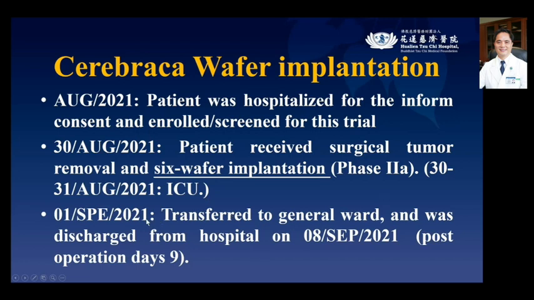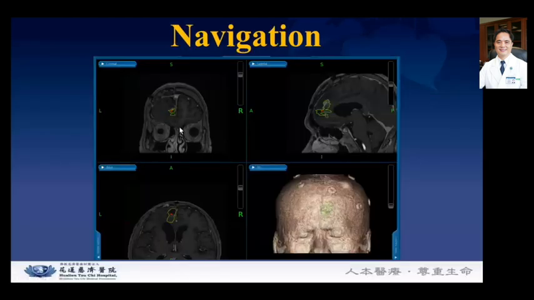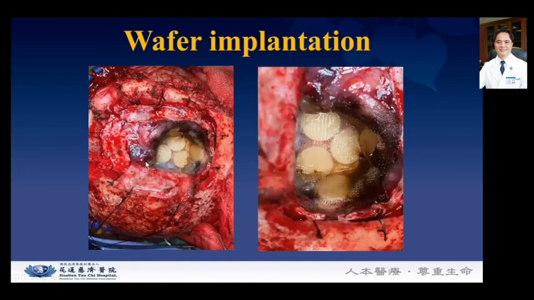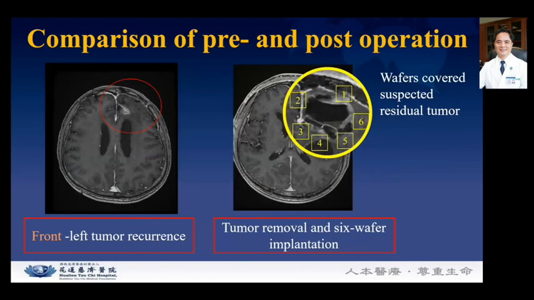He was hospitalized in the ICU one night. The second day, he was moved to the ordinary room. Here is the patient's recurrent tumor. After resection, we implant 6 cerebral carb wafer pieces into the resection surface, and then we close the dura, bone, and wound. So this is before and after tumor resection.